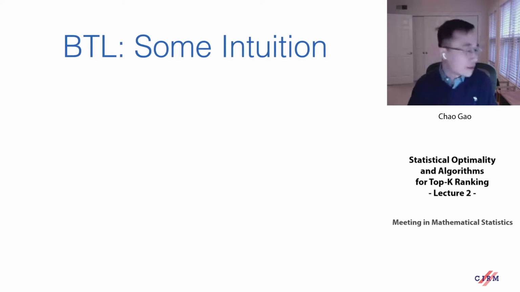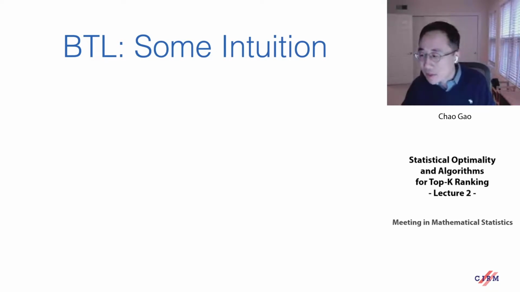I want to emphasize that the phase transition phenomenon seems to be a unique feature of the ranking problem, at least according to my best knowledge. I do not see this phenomenon exhibited in any other statistical estimation problem, but if you are aware of any other problem that also has this phenomenon, please let me know.